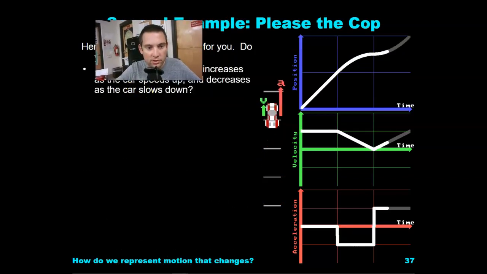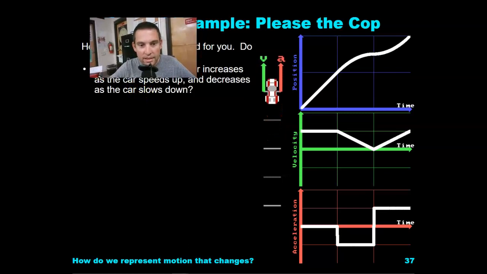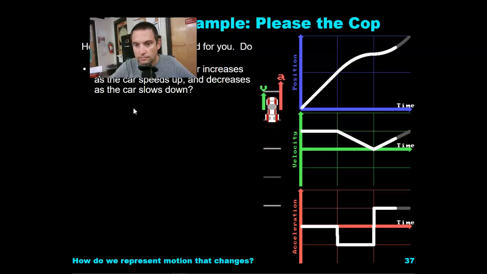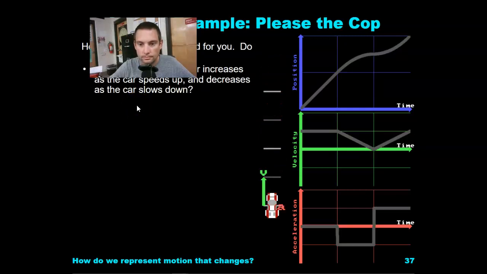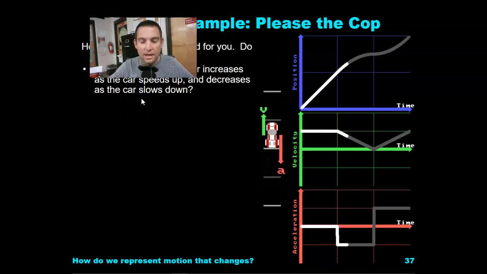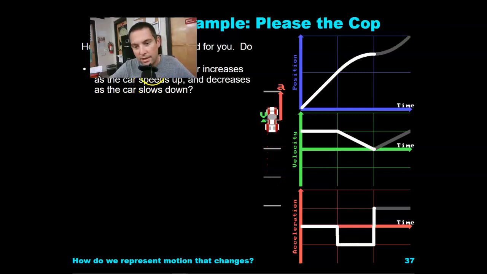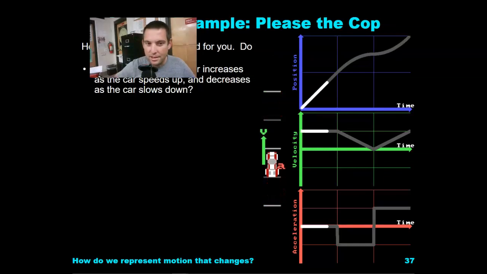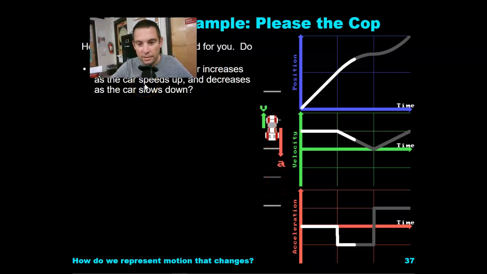Notice the velocity vector increases as the car speeds up and decreases as the car slows down. By the way, I'm no police officer, but I cannot imagine that stop being sufficient. I feel like you're not entirely stopped. If I were a police officer, I might be inclined to ticket this individual.